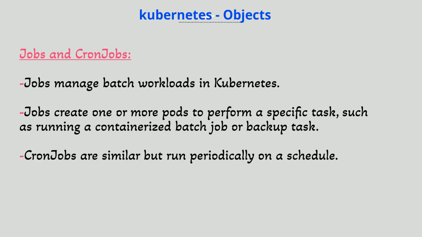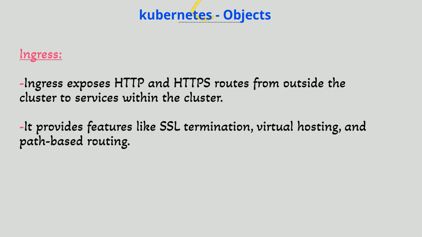Jobs and cron jobs. Jobs manage batch workloads in Kubernetes. Jobs create one or more pods to perform a specific task, such as running a containerized batch job or backup task. Cron jobs are similar, but run periodically on a schedule.